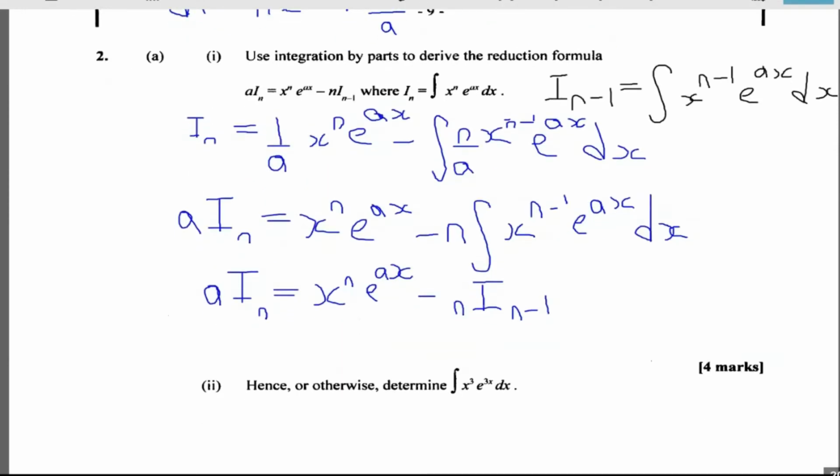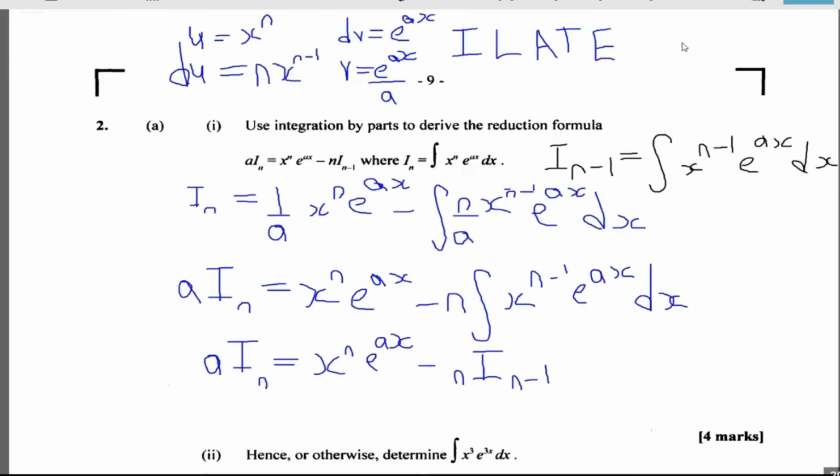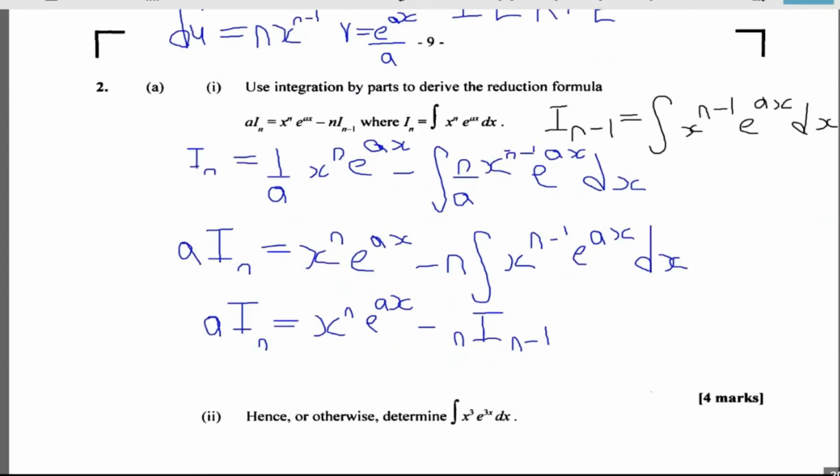Now the next part of this question says hence or otherwise, meaning we don't necessarily have to use this, we're going to be working out the integral of x cubed e^(3x) dx. In order to work out this question now, we're going to substitute n equal 3 and a equal 3 into the formula. So that's what we're trying to find.